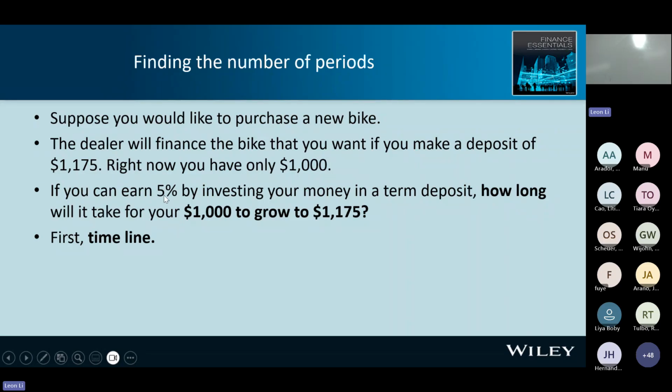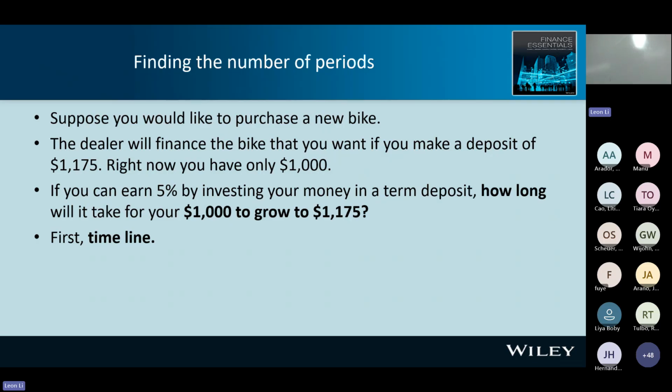If you can earn 5% by investing your money in a term deposit, how long will it take for your 1,000 to grow to $1,175? All right. So you can see I highlight the keyword, how long. So number of periods is about time. How long will it take your money, $1,000 today, to grow to $1,175?